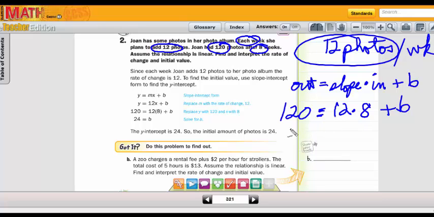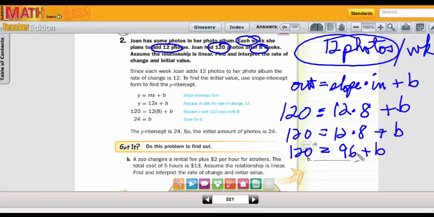Now we're going to do our math. We have 120 equals 12 times 8, which is 96. So we have 120 equals 96 plus b. So we are going to subtract 96 from both sides. The variable here is telling us to do that. We have our zero pair here. We have b equals 24. So we now have the two things that they wanted.